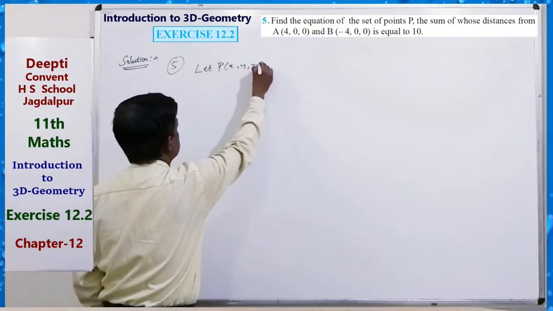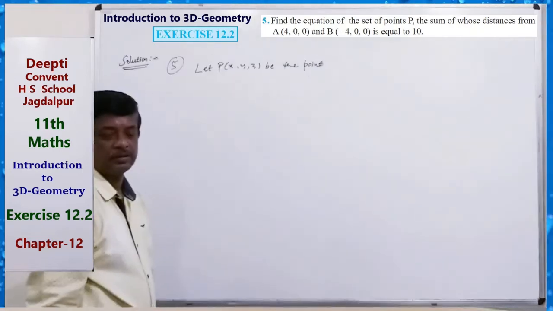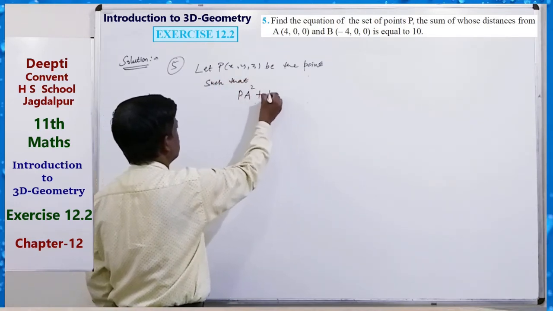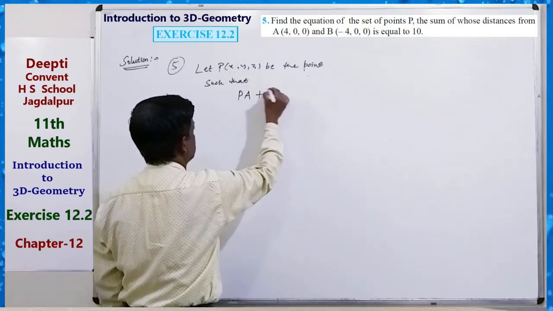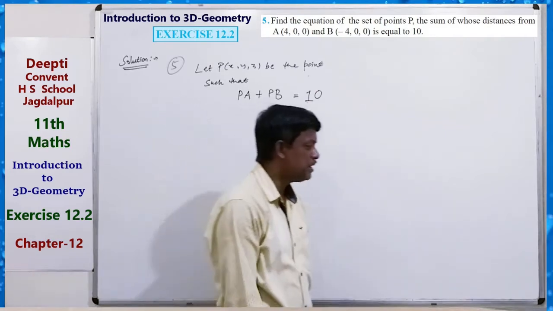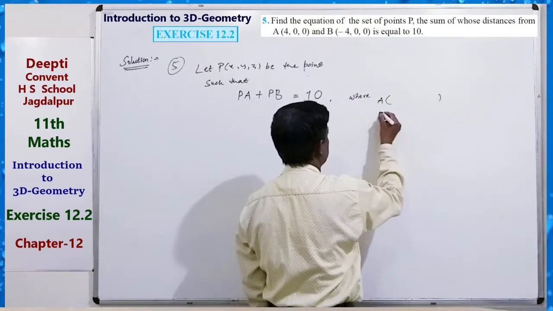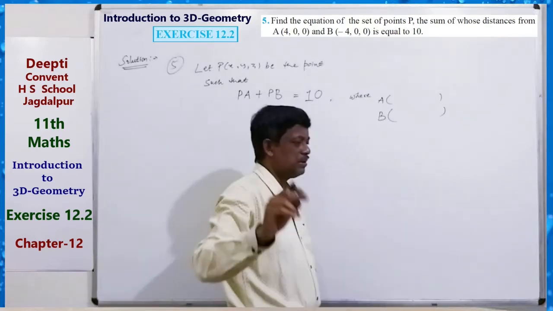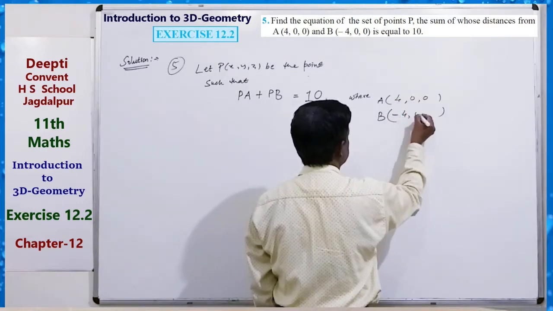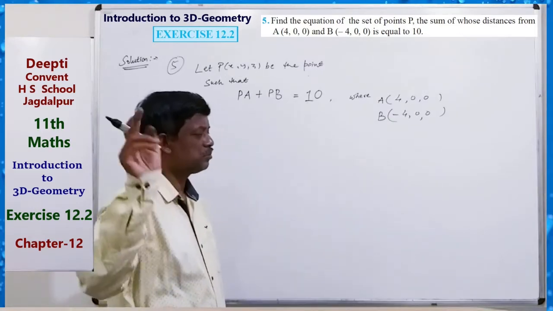P(x, y, z) be the point such that PA plus PB equals 10. This is given. Where A is given as (4, 0, 0) and B is given as (-4, 0, 0). So, very simple, the points are given, and PA plus PB equals 10.